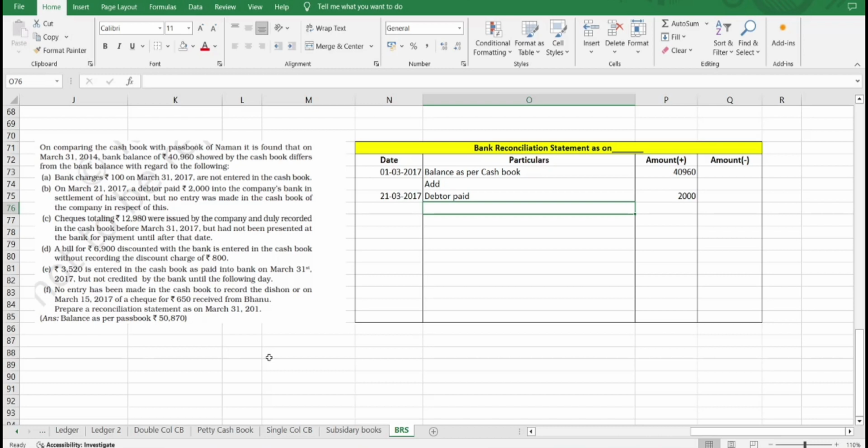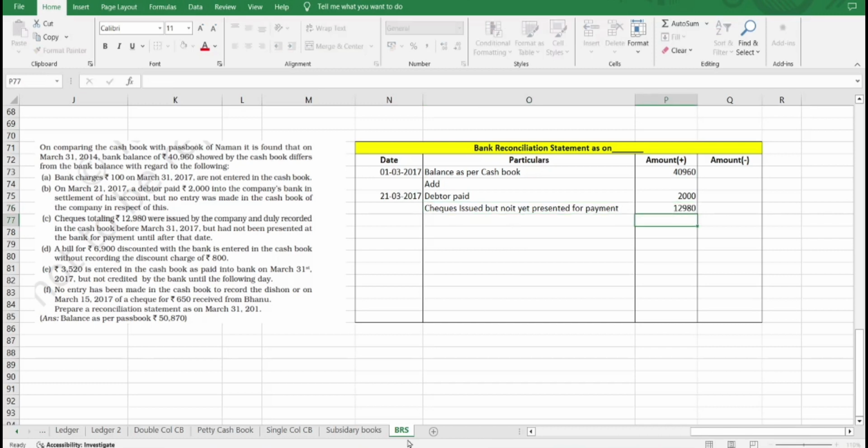So whatever we have deducted, we will add it back, that is rupees 12,980. So checks issued but not yet presented for payment, rupees 12,980.